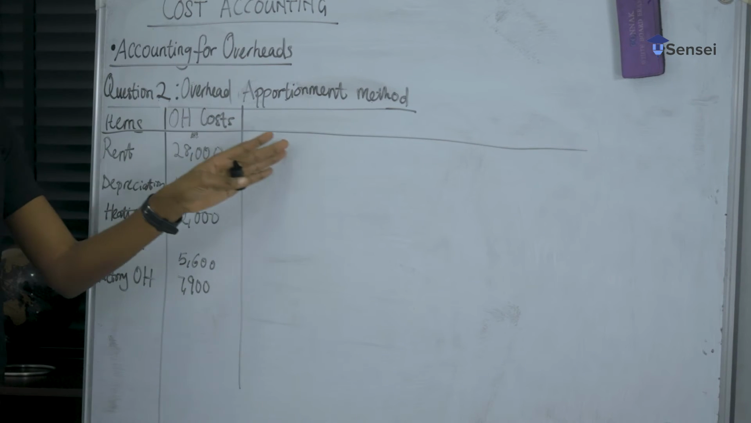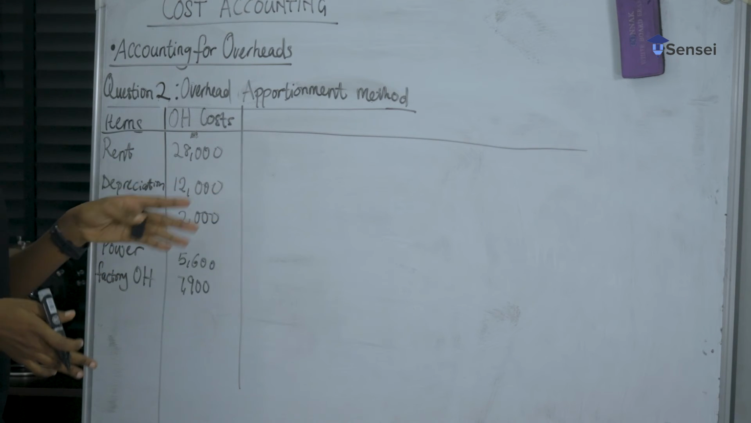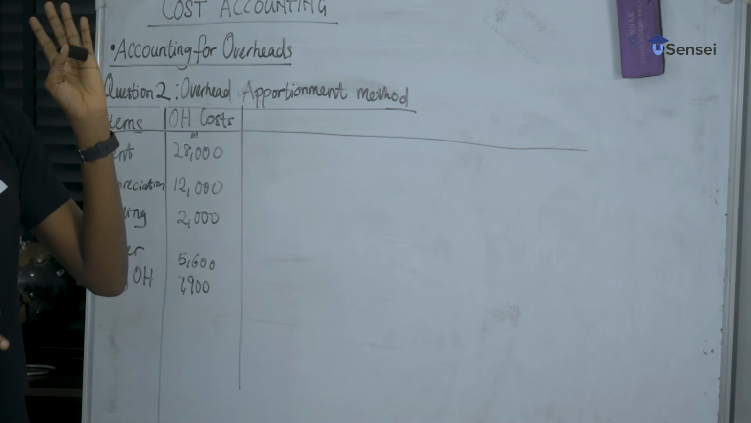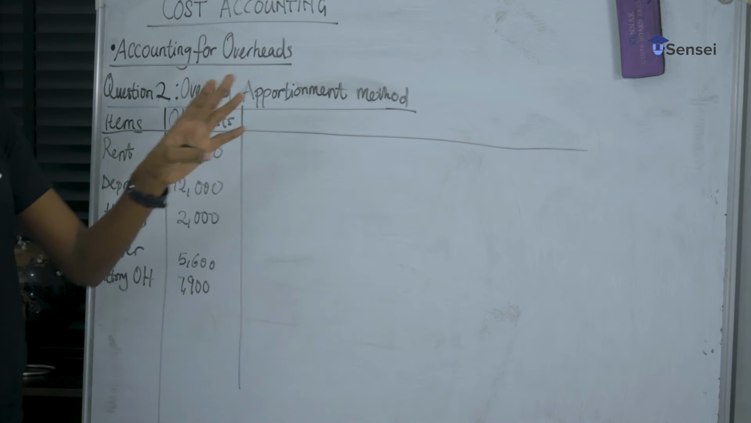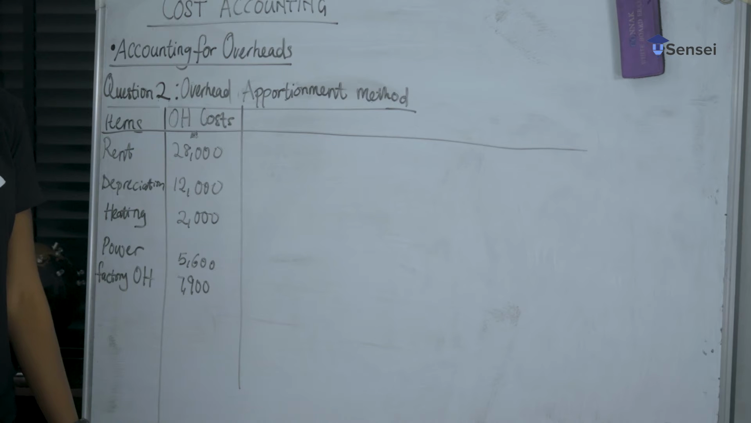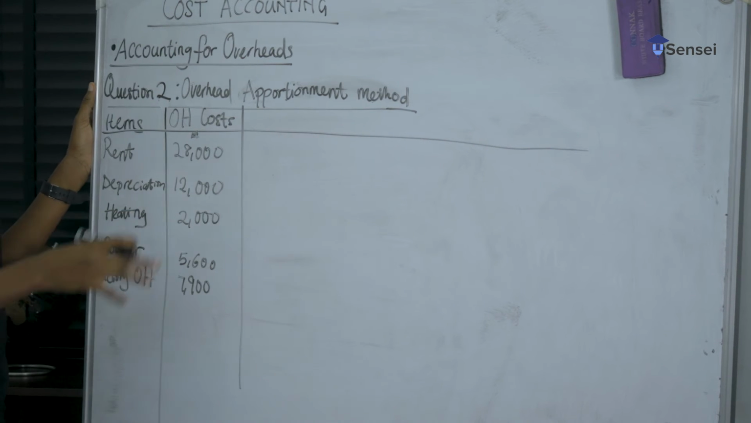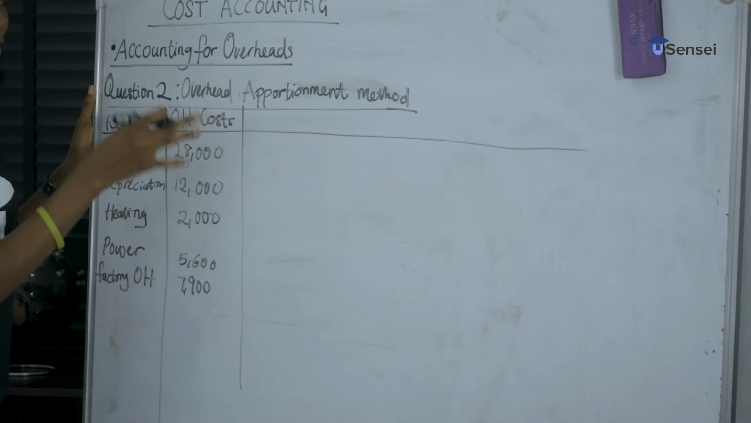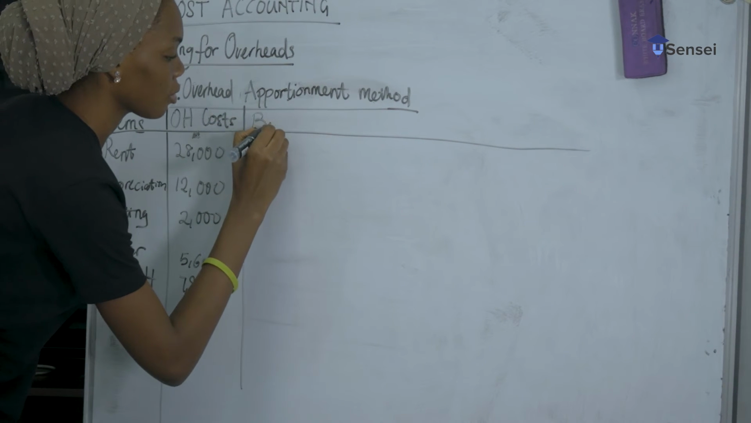So the next item we are to input on the table will be the basis of apportionment we are going to use to share this cost to department A, department B, and the production control. Kindly note that department A and department B are the production departments, while the production control department is the service department for this particular organization. So the next item here will be the basis of apportionment we have to use to share this cost to each of these cost centers. So we put out a basis of apportionment.